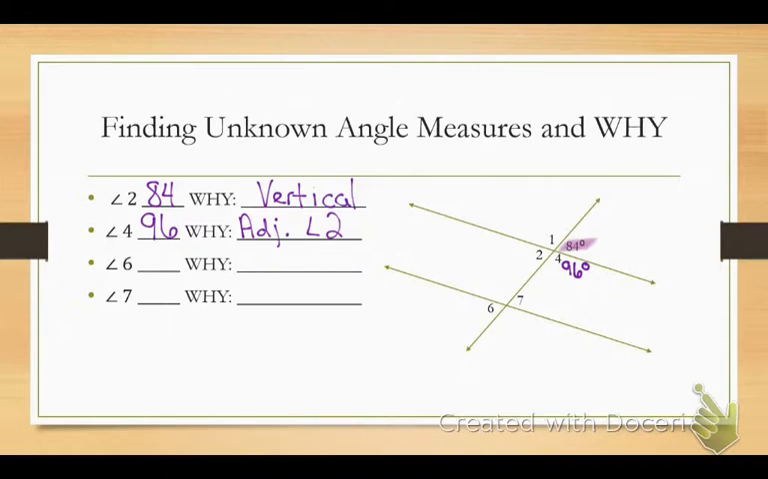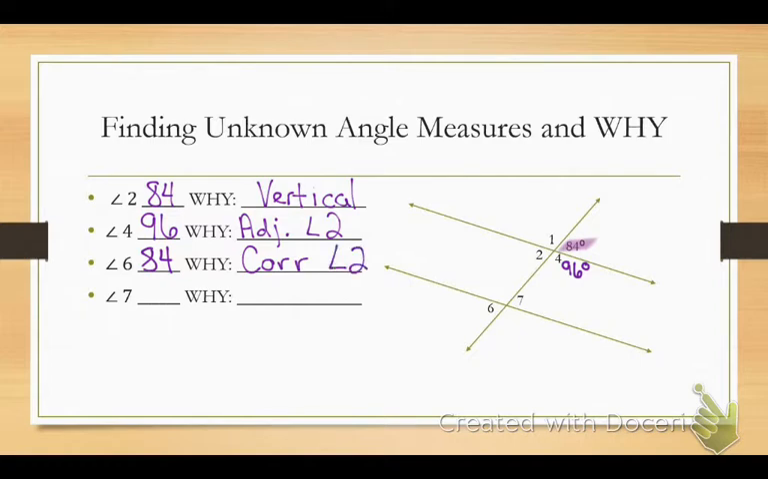All right, what about angle 6? Now I'm going down to the other side. What about angle 6? Anybody different? What would be angle 6? What do you think? Angle 6. I'll give you a minute. Okay, so Connor, angle 6 is what? 84. Very good. And why? Because it's corresponding to which one? To 2. Very good. It's corresponding to 2.